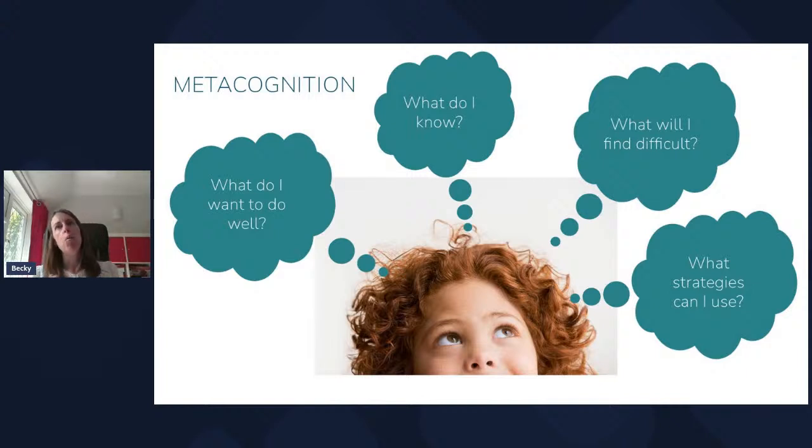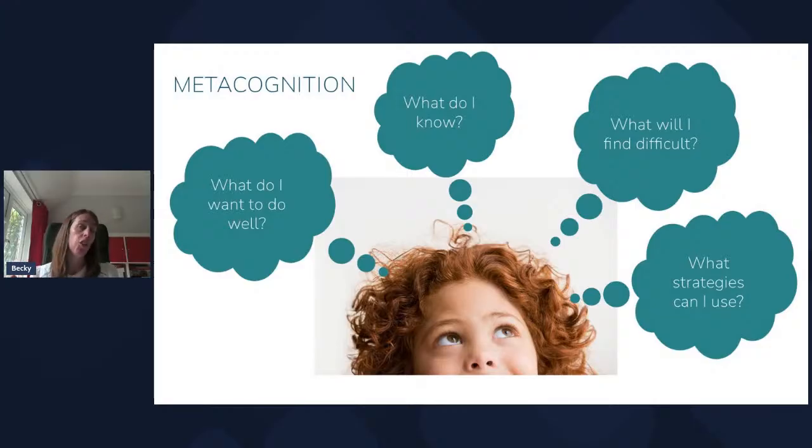I've got a picture of a pupil here of what do I want to do well? What do I know? What will I find difficult? What strategies can I use? And we would want all pupils, all children, to be able to do this, aware of their own learning and aware of what is happening when they're learning within the moment, within the classroom.